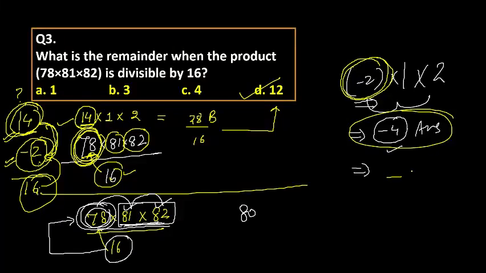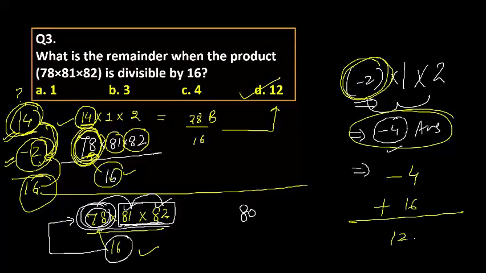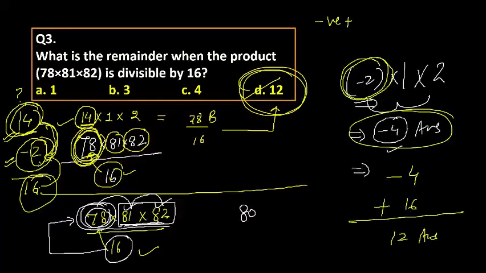So tell me what is your answer in this case? Your answer is getting minus 4. But I want a positive remainder. So I will simply add my divisor. So my answer would be 12. I think your answer was 12 only. So whenever you have a negative remainder, just add the divisor to this and you will get that positive remainder, right? So you can use negative remainder when your numbers are near to any multiple. Are you getting my point?